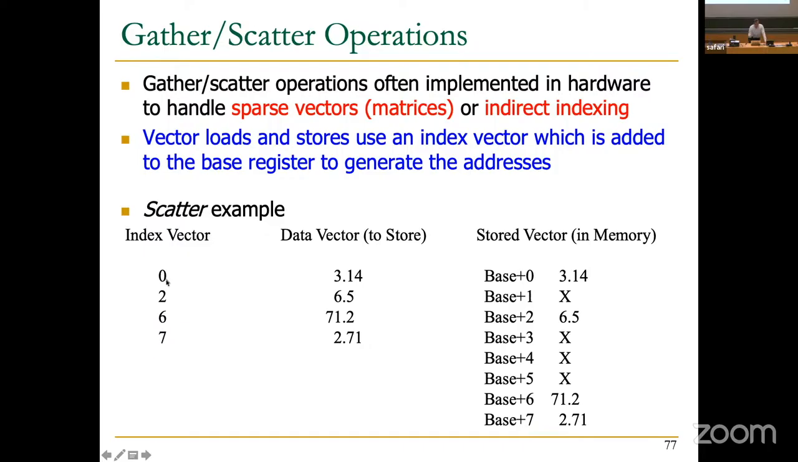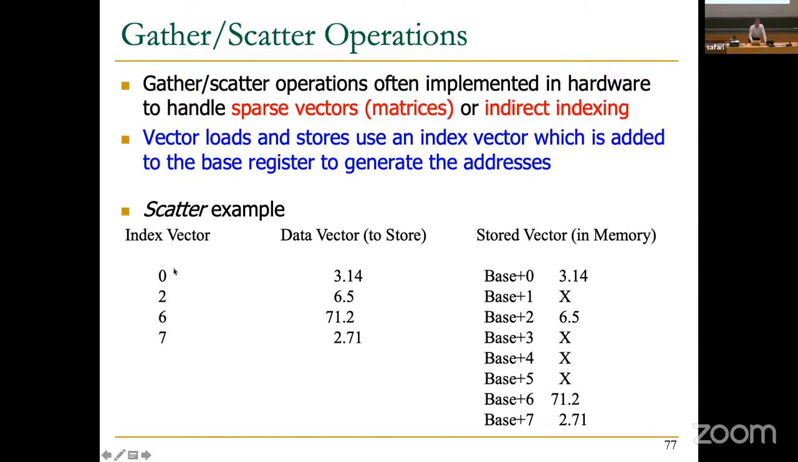At base location, which needs to be specified somewhere, +0, we should store 3.14. At base +2, we should store 6.5. At base +6, we should store 71.2. At base +7, we should store 2.71. And the rest we don't touch. Okay? So basically, this is a vector. This is a vector. The operation is a vector store.